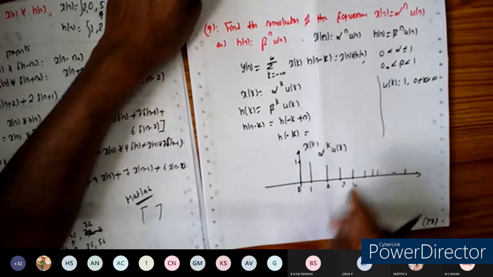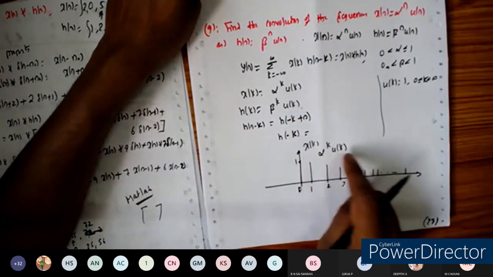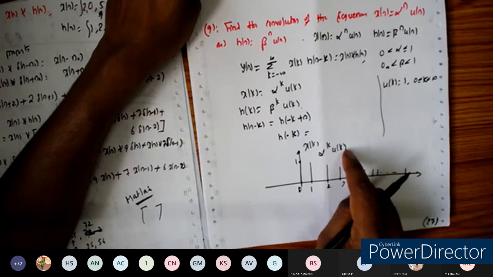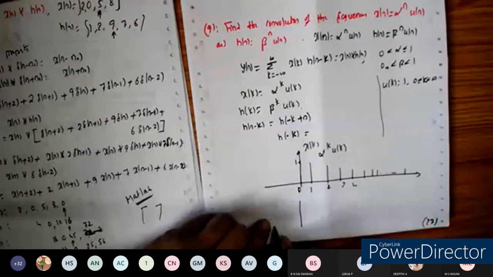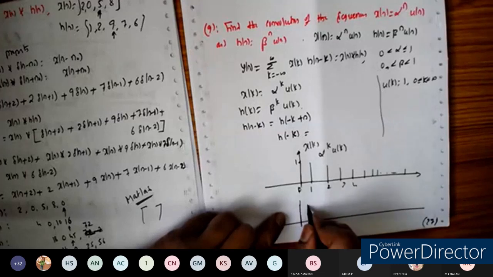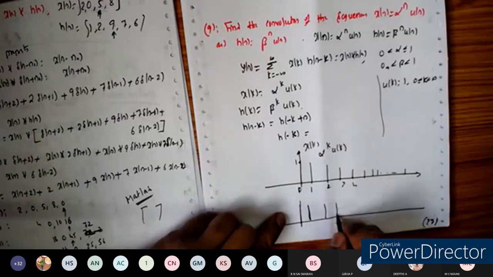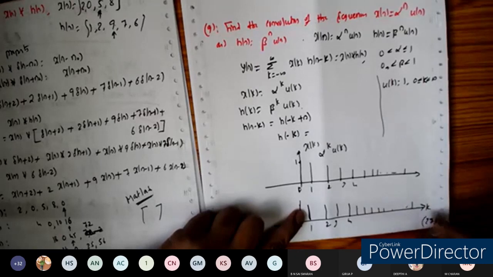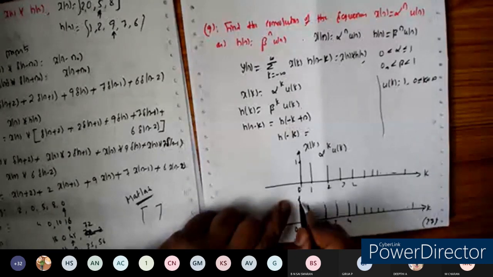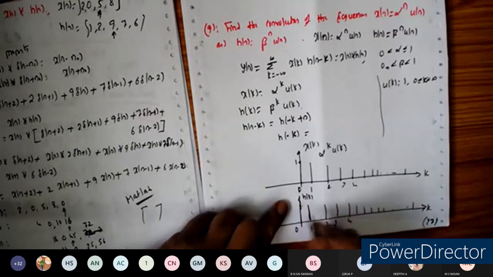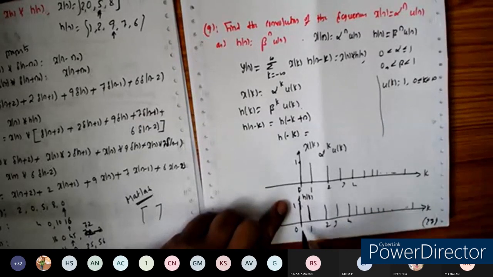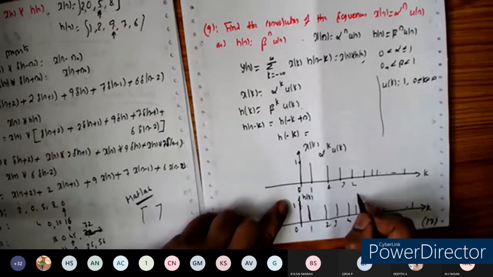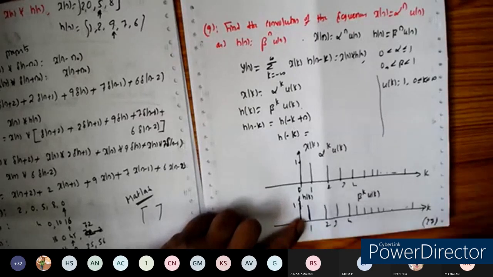Next I write the signal x of k, which is alpha to the power of k into u of k. Similarly, h of k is beta to the power of k into u of k. The sequence will be like this. Both are the same kind of signal, an exponentially decaying signal. This is the k axis. So this is h of k. The maximum value is 1 at k equal to 0, and then it decays exponentially.